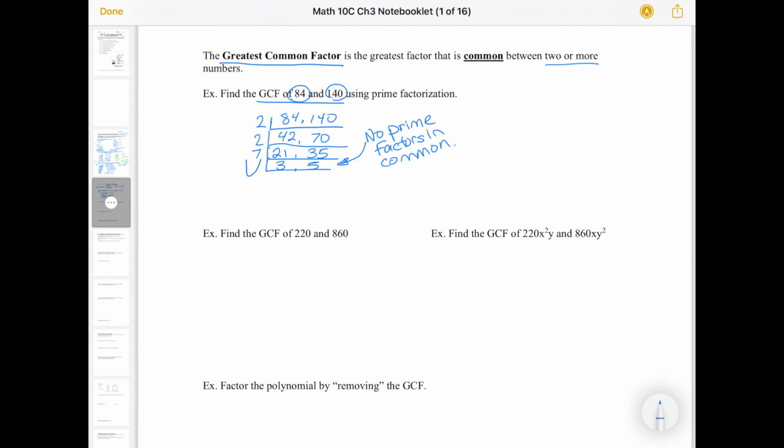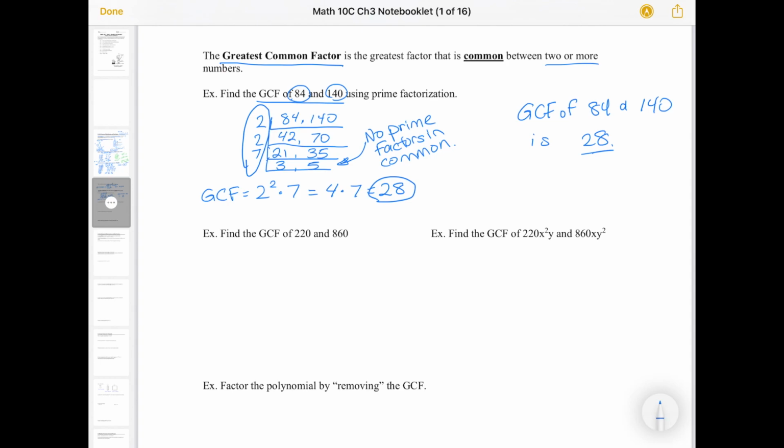Right, and my GCF are these numbers right here. So my GCF is 2 squared times 7. And this one we do typically want the actual number. So 2 squared times 7, that would be 4 times 7, which is 28. So my GCF of 84 and 140 is 28. That's the biggest number that I can divide both of these numbers by.